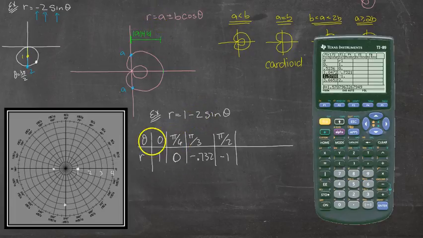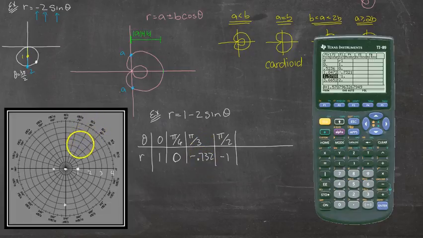So when the angle is pi over 6, right here, my output value is 0. So for the angle pi over 6, I have a 0. And I sort of expected to get a 0, didn't I? When my angle is pi over 3, I can find it, pi over 3, then my output is negative 0.732.